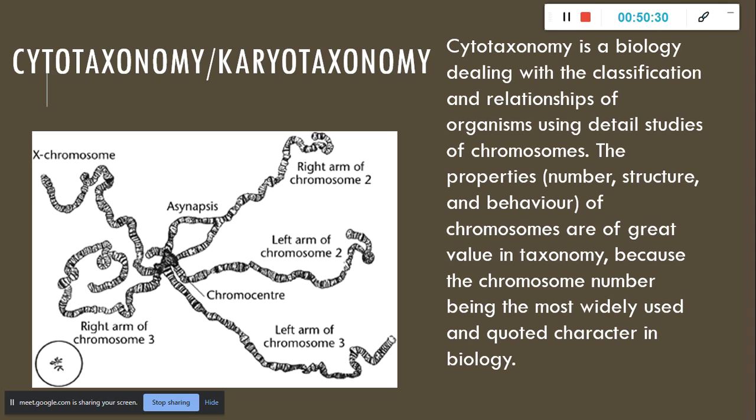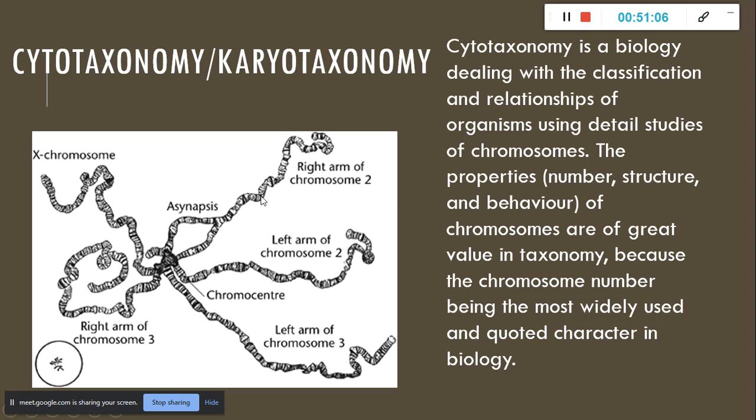Then you have cytotaxonomy or karyotaxonomy. In cytotaxonomy or karyotaxonomy, you study chromosomes. This is known as polytene chromosome. This type of chromosome is present in the salivary gland of Drosophila. You have saliva, the saliva which comes from your tongue. In the saliva you have these types of chromosomes. So this is how the salivary gland chromosome or the polytene chromosome looks in Drosophila melanogaster.